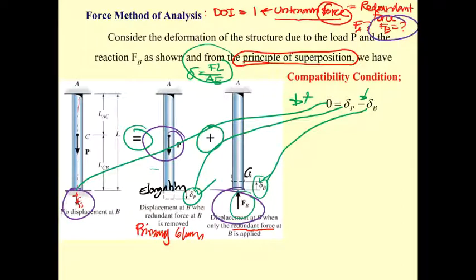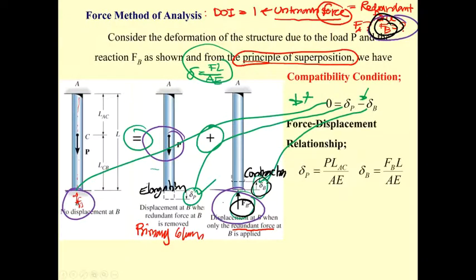This is going to be contraction. The problem is we don't know this directly of F sub B, right? So the problem is we are going to find the F sub B, which is going to be the redundant of this column. And next, just taking care of the force displacement relationship.